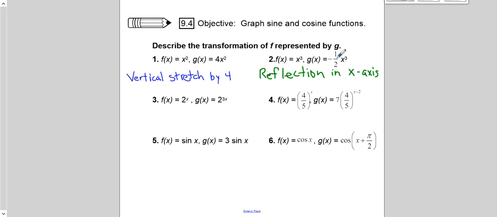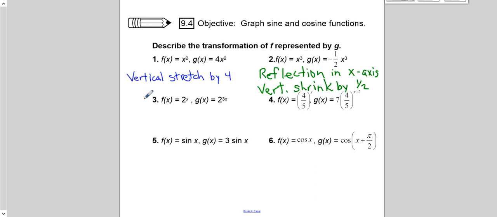And what about multiplying by 1/2? When you multiply by a number that's between 0 and 1, it gives us a shrink. So this is a vertical shrink by 1/2. As long as it's a vertical stretch or shrink, when the number is bigger than 1, we get a stretch. If the number is between 0 and 1, we get a shrink.